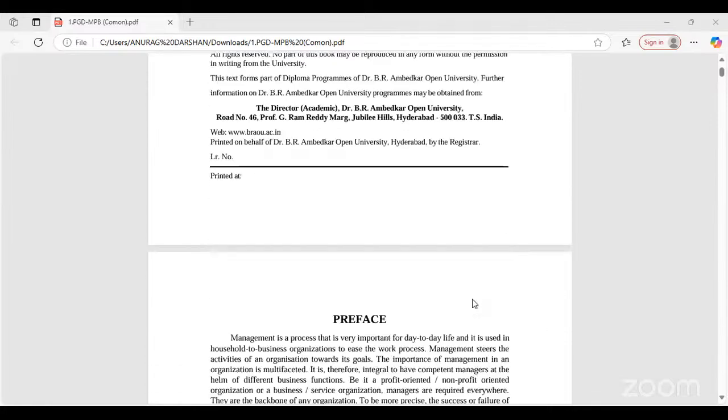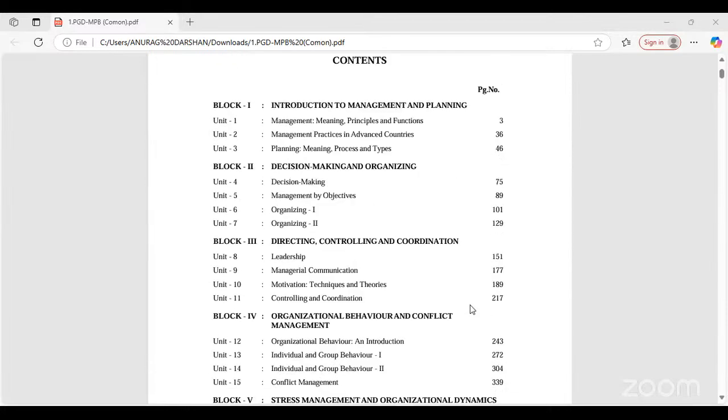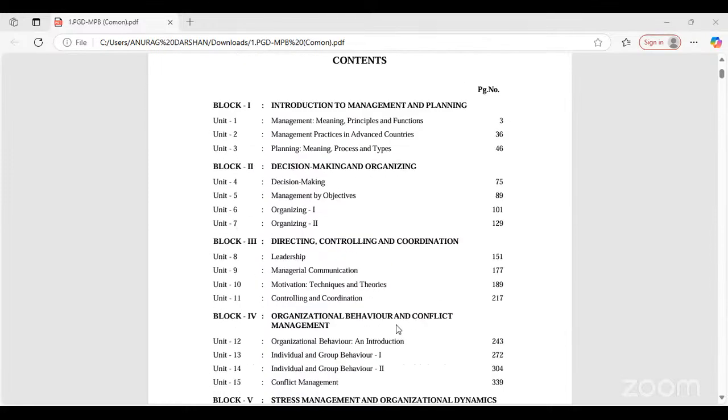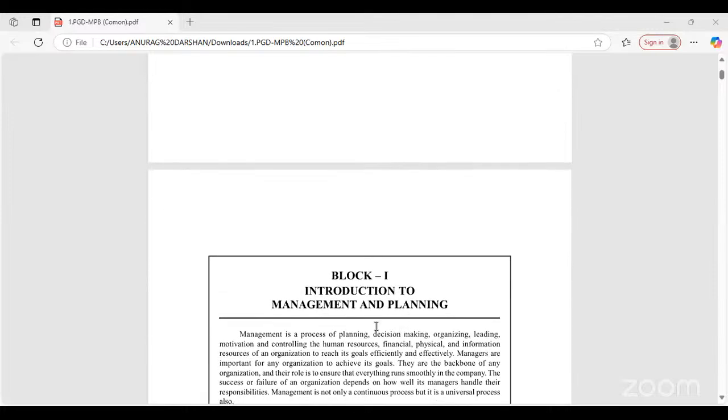So this is the semester one syllabus, and altogether you have 5 blocks. In the first block, you're going to learn about management and planning. In the second block, decision making and organizing. Directing, controlling, and coordination are dealt with in the third unit. Organizational behavior and conflict management in the fourth, and stress management and organizational dynamics in the fifth block. So the total content will try to help you understand what management is. Now, coming to the first block, introduction to management and planning.